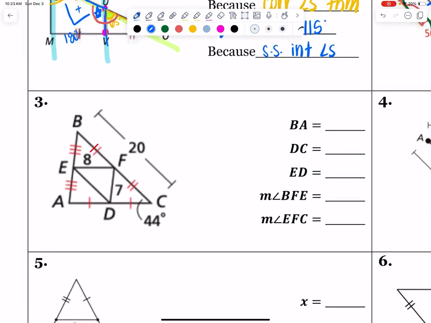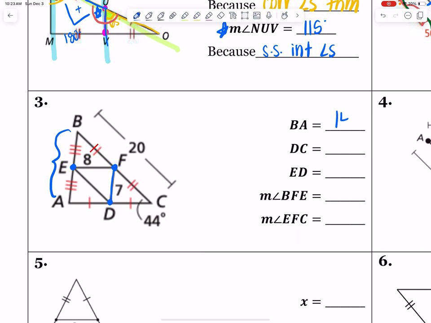All right, number 3. Number 3 is asking us for two things. It's asking us for missing sides and for missing angles. The first thing I notice is that it does have the necessary marks. E is a midpoint, D is a midpoint, and F is a midpoint because it shows those congruence marks on either side that are congruent. And so because of that, I'm able to find these missing pieces. So how do I find B to A? B to A is parallel to F to D, which is 7. So that whole thing would be 7 plus 7, which makes 14.